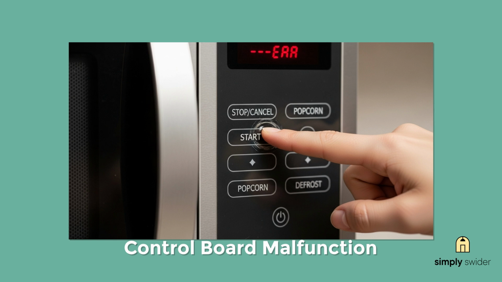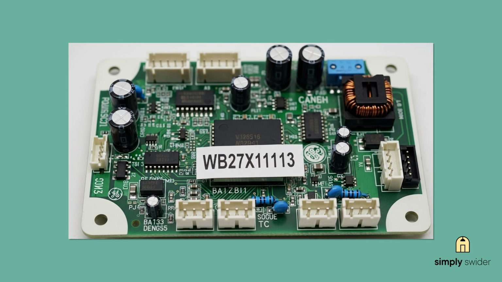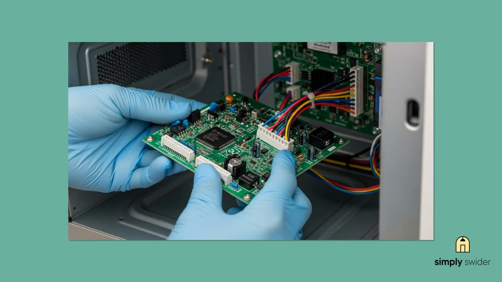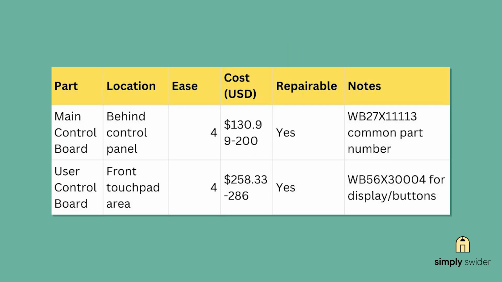You can try checking for stuck buttons on the touchpad first. Sometimes that's all it is. But if the board itself is shot, you're looking at a replacement job. Unplug the unit, remove the panels, and here's a pro tip. Take photos of all the wiring before you disconnect anything. These boards can run anywhere from about $70 to almost 300 depending on your model, so make sure it's worth fixing versus just getting a new microwave.